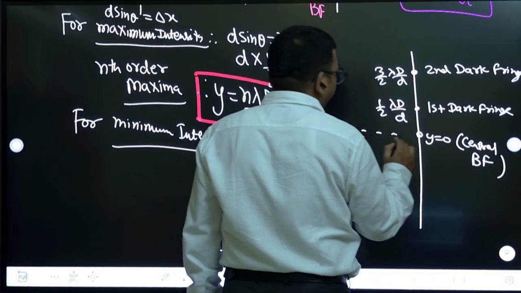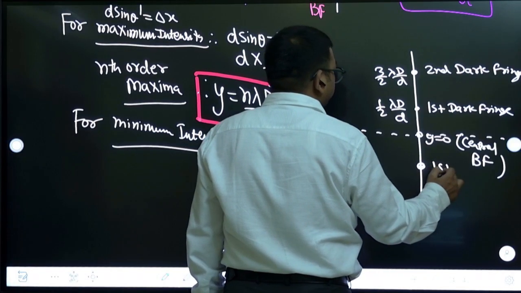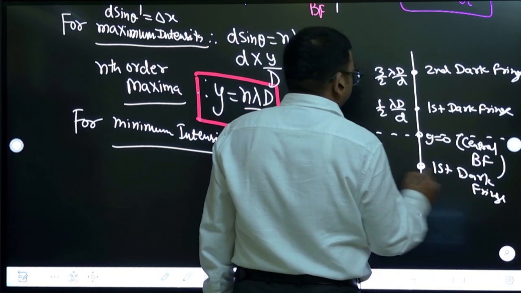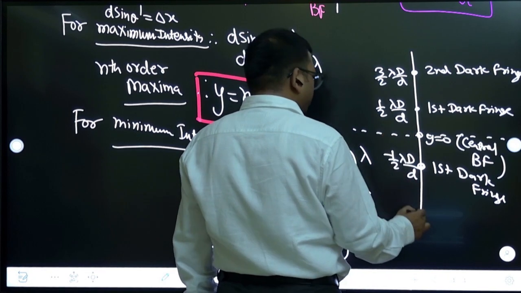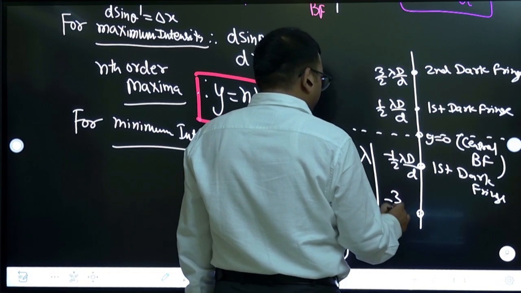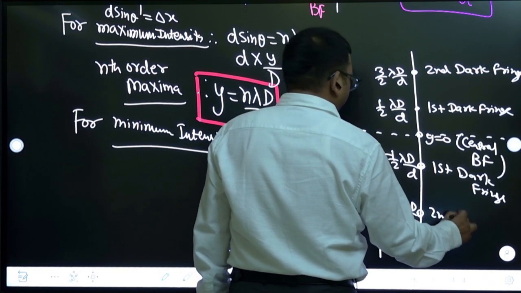Below also the same pattern will be there because symmetry is there. So below also, the first dark fringe will happen at the same distance, half lambda D by d. You may put a minus because it is below the y coordinate. Here also you can put minus, so minus 3 by 2 lambda D by d is the second dark fringe.